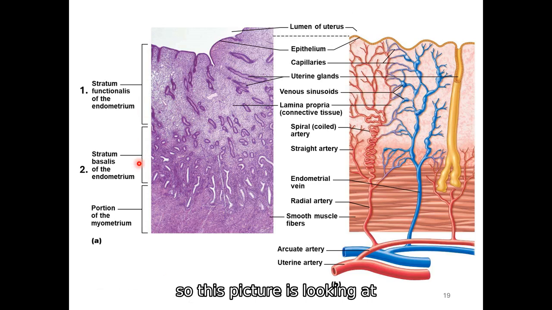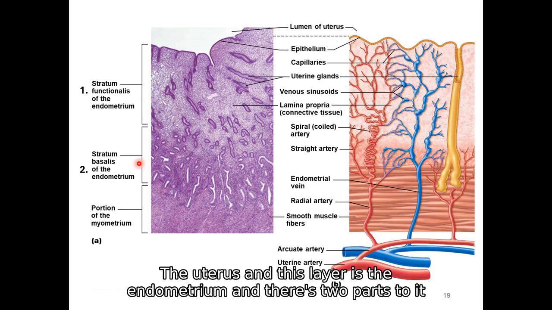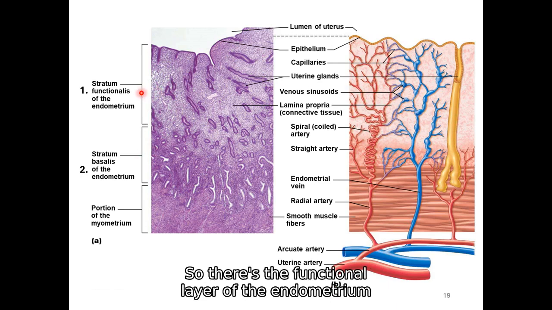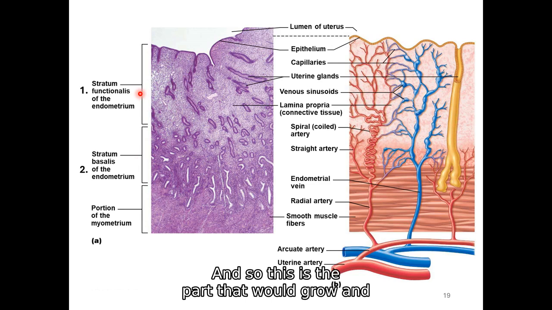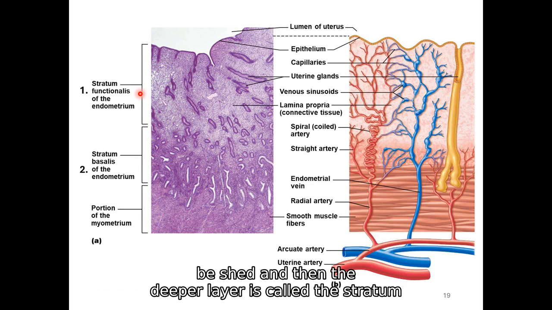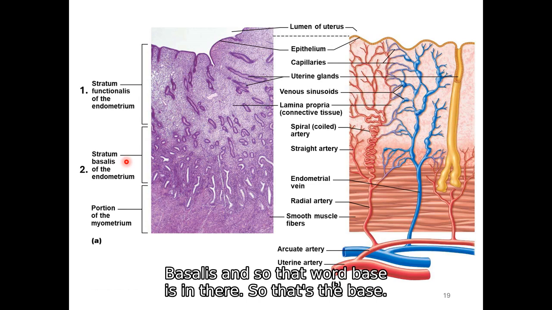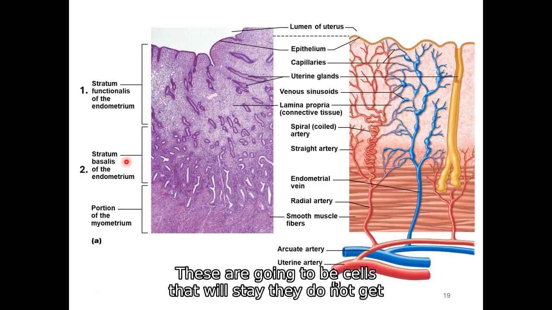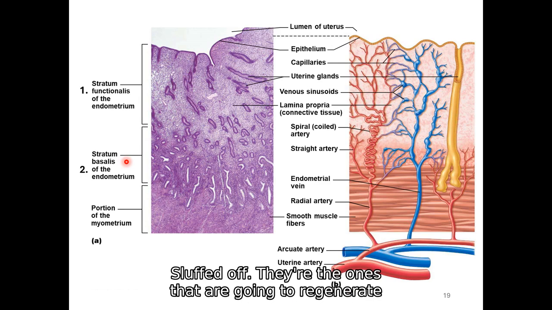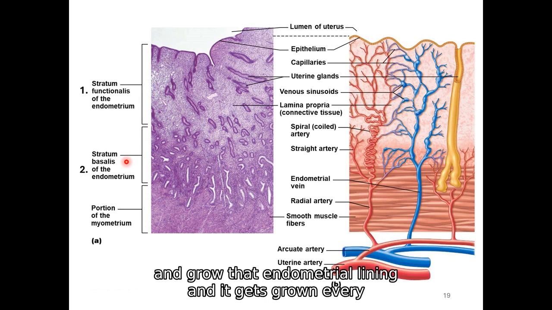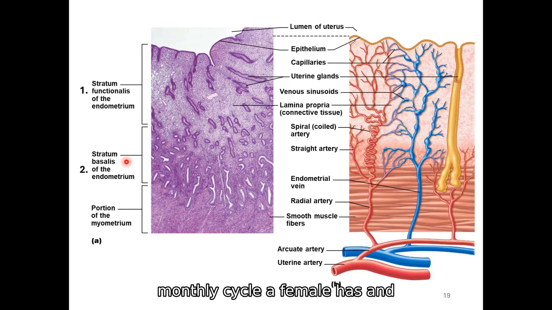So this picture is looking at the uterus, and this layer is the endometrium, and there's 2 parts to it. So there's the functional layer of the endometrium, and so this is the part that would grow and be shed. And then the deeper layer is called the stratum basalis. And so that word base is in there, so that's the base. These are going to be cells that will stay. They do not get sloughed off. They're the ones that are going to regenerate and grow that endometrial lining. And it gets grown every monthly cycle a female has.